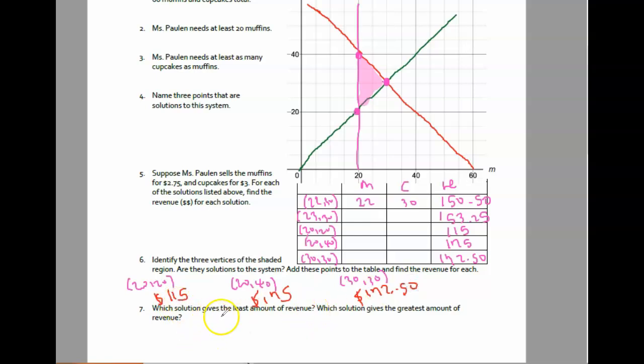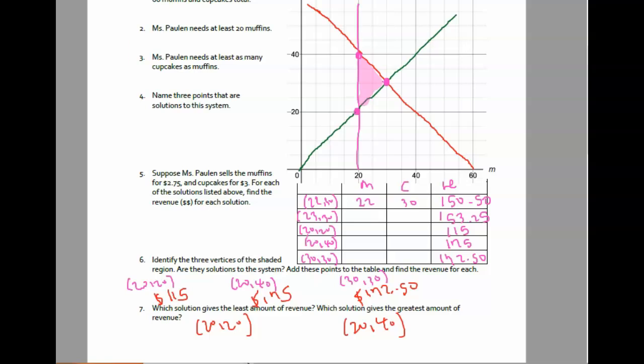Now, which solution gives you the least amount of money from the customer? It was 20 cupcakes, 20 muffins. Which one gives the greatest amount of revenue? The greatest revenue was 2040. So 20 muffins and 40 cupcakes.